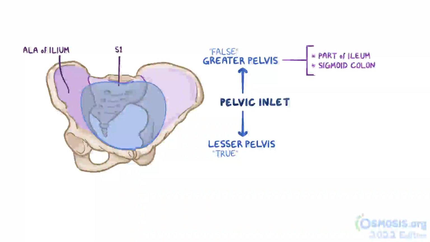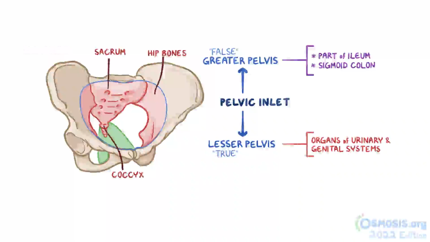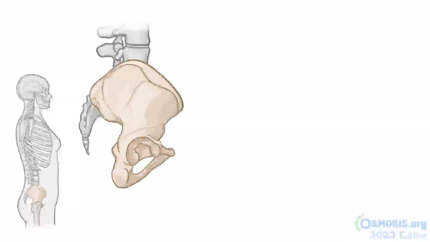The lesser pelvis is between the pelvic inlet and outlet, and is bounded by the hip bones, sacrum, and coccyx, and contains organs of the urinary and genital systems. Now, in anatomical position, the pelvis is tilted in the anterior-posterior plane in a way that makes the right and left anterior-superior iliac spines in the same plane as the pubic symphysis.